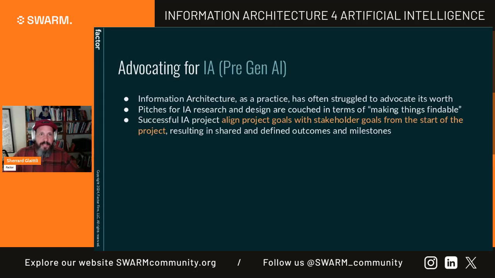So with that, advocating for IA. IA as a practice has often struggled to advocate its worth, at least in my experience when I've worked on projects. Pitches for IA research and design have often been couched in terms of making things findable. As I said earlier, librarians understand the innate value of findability and understandability. But for us to successfully pitch IA projects, we have to align project goals with stakeholder goals from the start of the project. And that has to result in shared and defined outcomes and milestones that stay with everybody throughout the project.